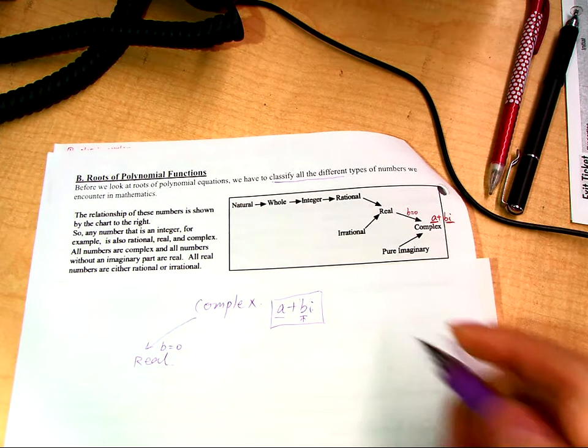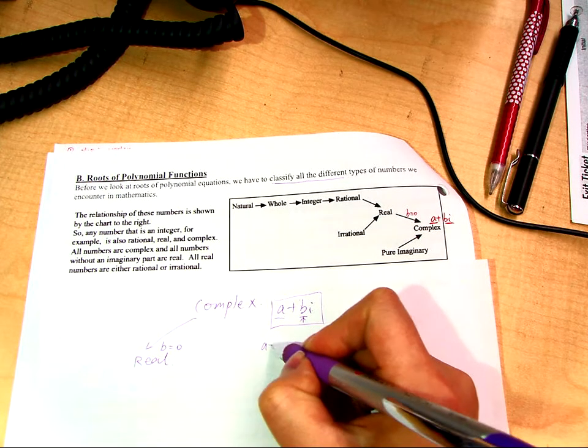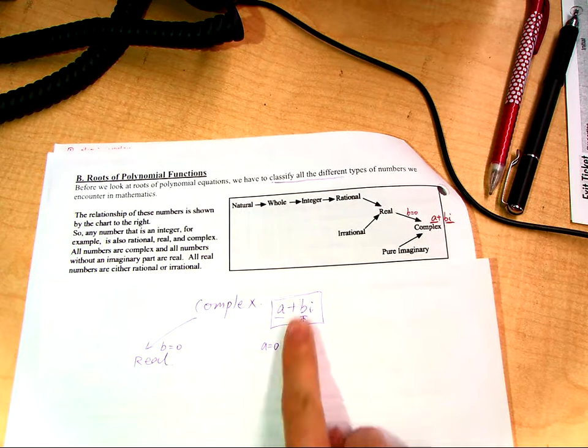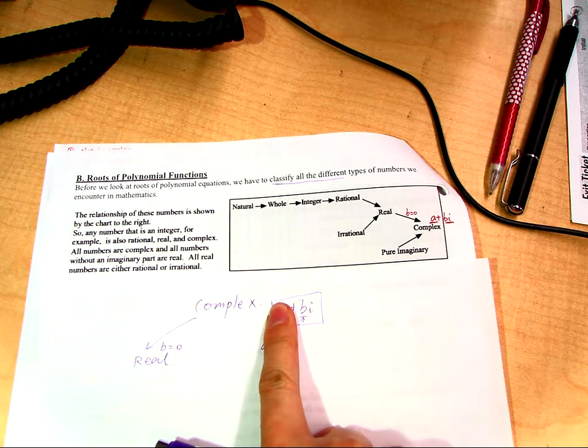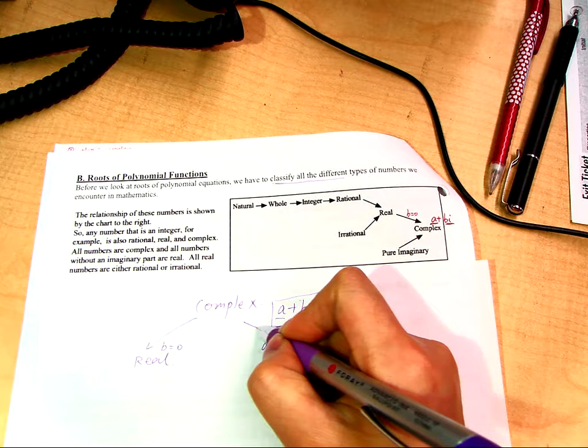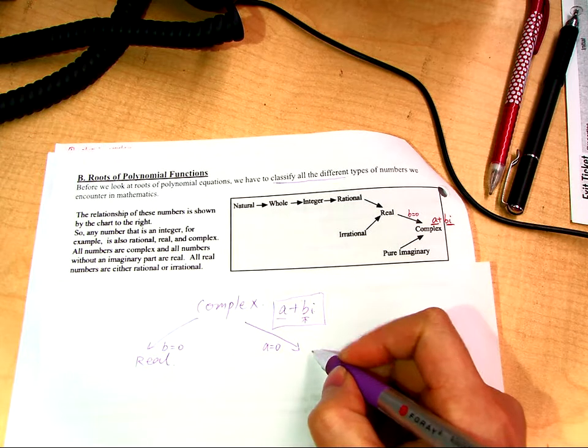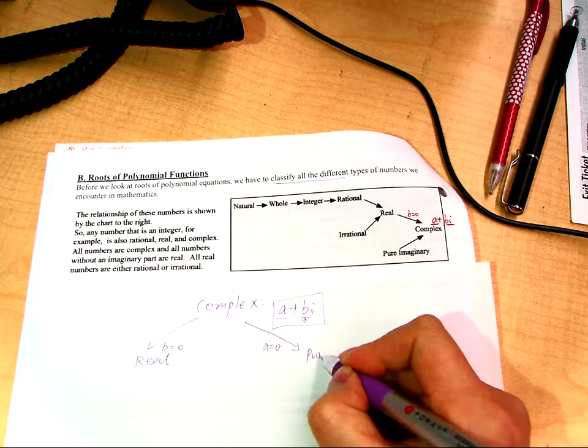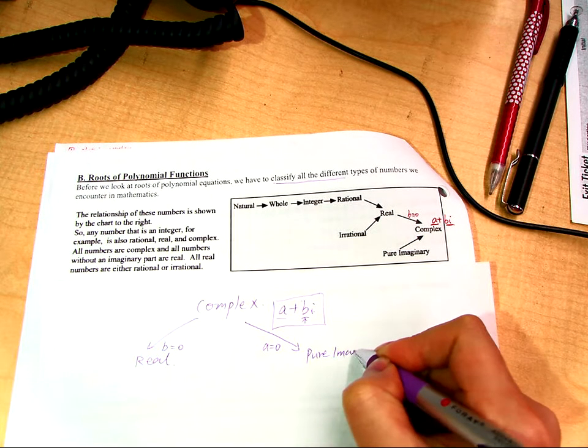Okay, and if a equals 0, that means we only have something times i. So that's an imaginary number. That's why when a is 0, we call these numbers pure imaginary numbers.